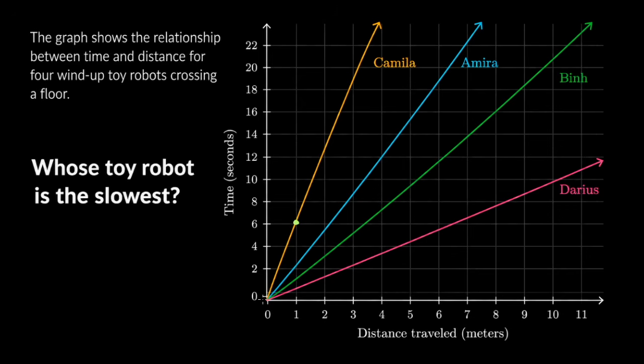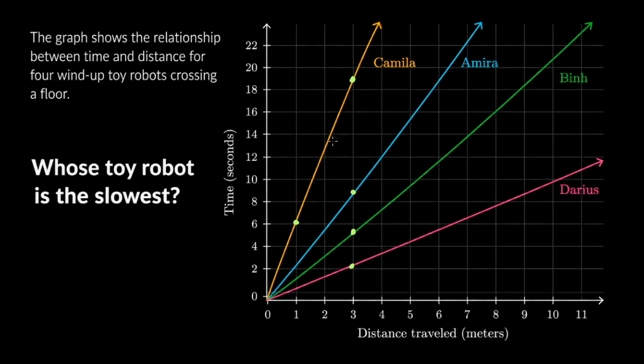distance. So one way to think about it is, let's just pick a distance where we have a point for all of them. So let's say this distance of 3 meters. It took Darius's robot a little over 2 seconds. It took Bin's robot a little over, it looks like 5 seconds. It took Amira's robot, looks like a little under 9 seconds. And it took Kamila's robot, looks like around 19 seconds. So it took Kamila's robot the longest to travel those 3 meters.